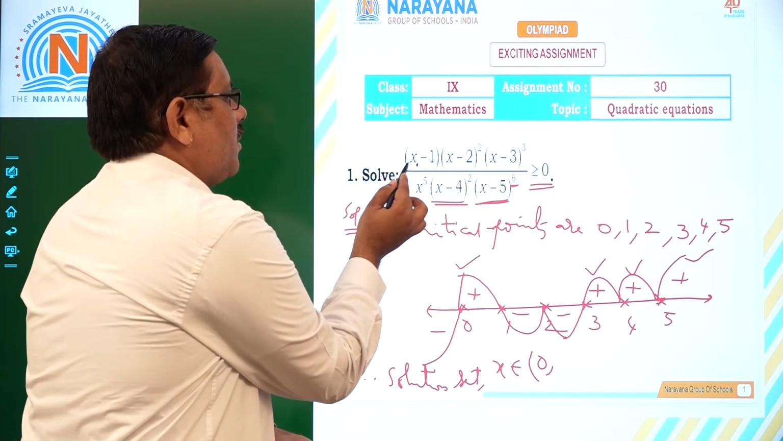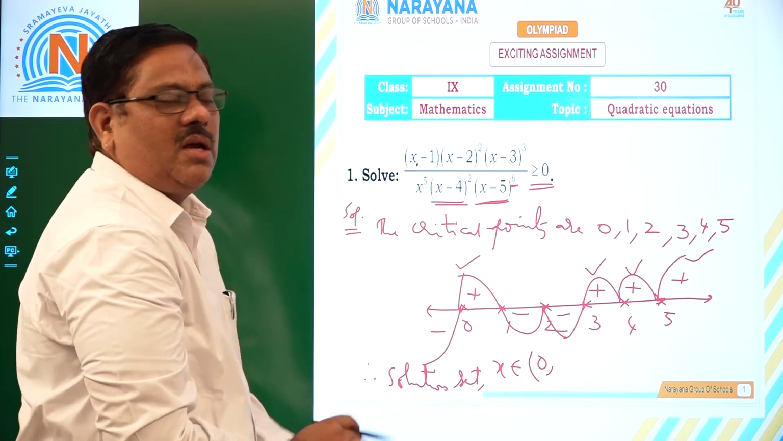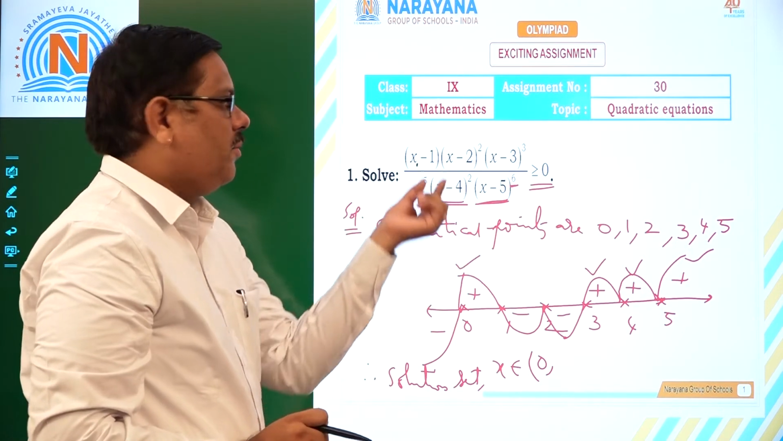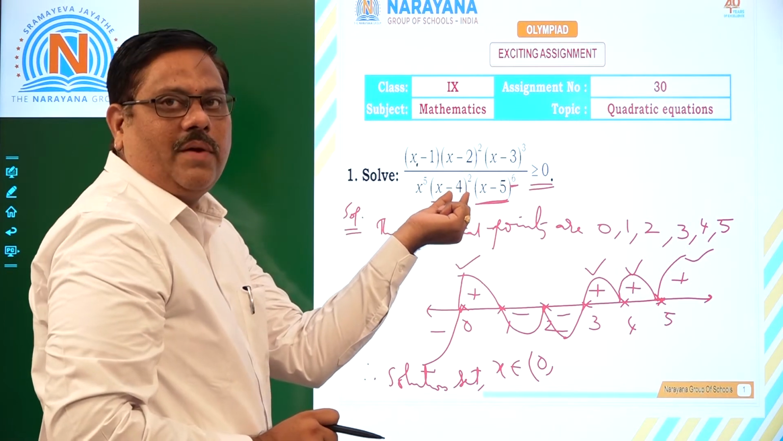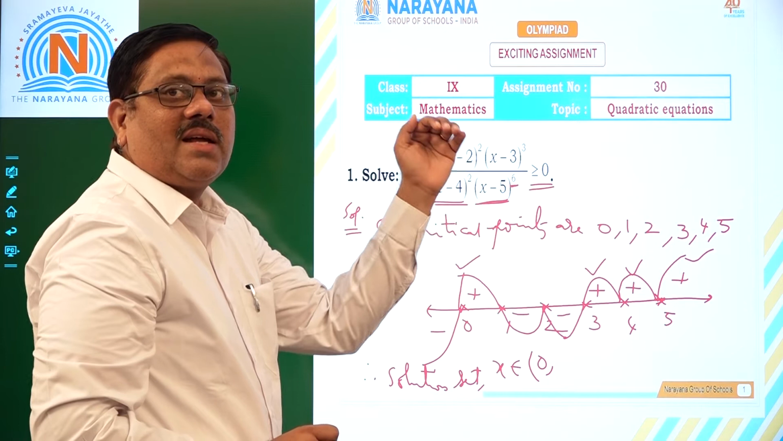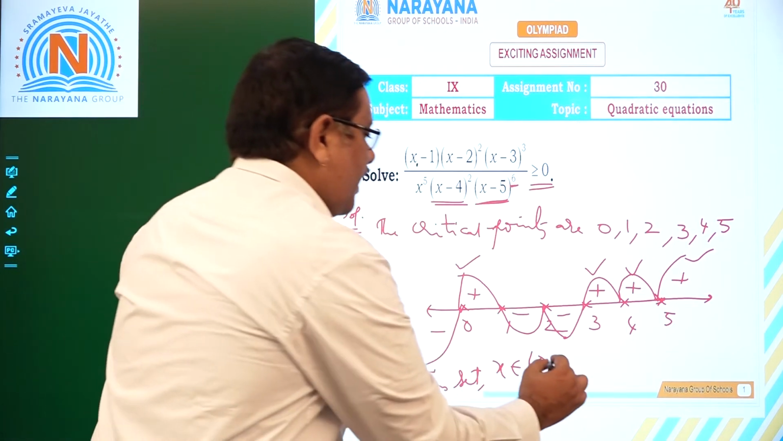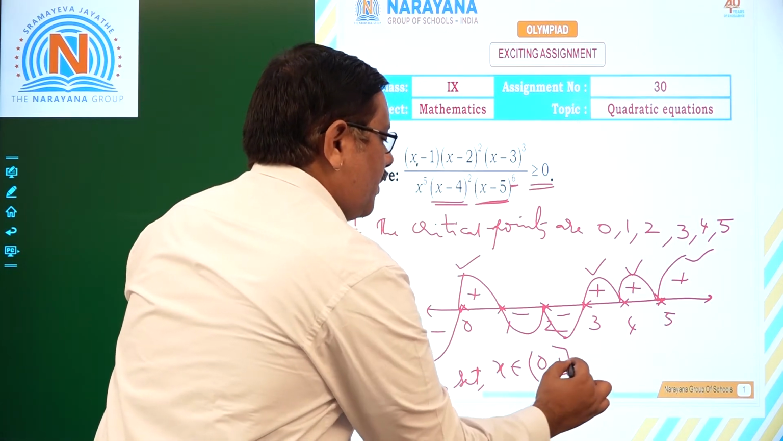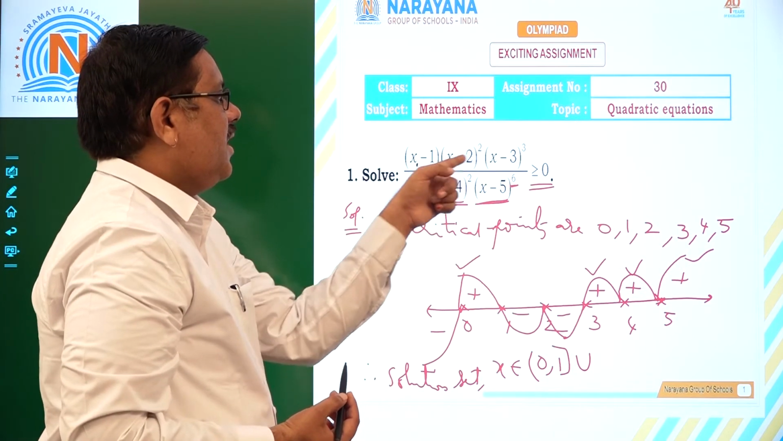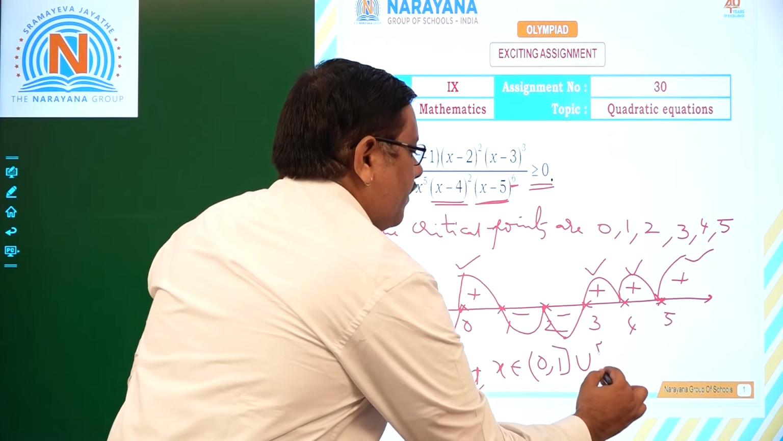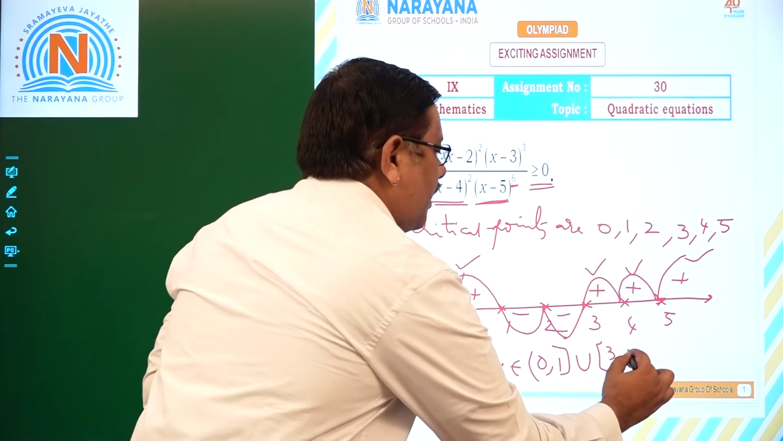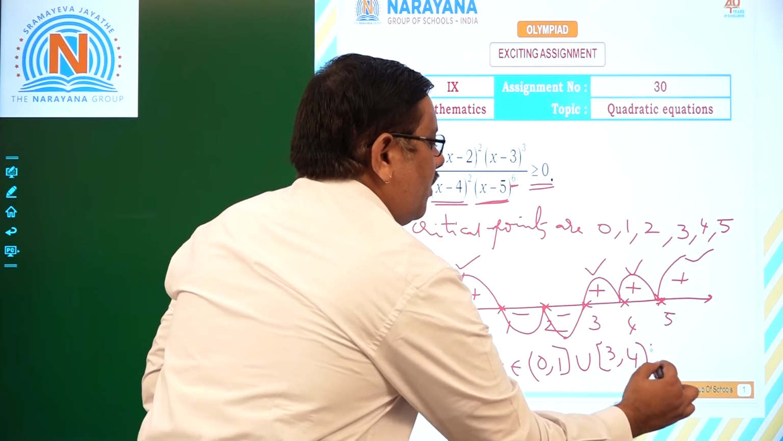1 is in the numerator position. X minus 1 is in the numerator position. If you take x as 1, the numerator part becomes 0. That is okay. If the numerator part is 0, 0 upon some non-zero value is always 0. It is acceptable because the inequality is greater than or equal to 0. So I can take 1. So 1 closed. Union. Next I have 3 and 4. Can I take 3? 3 is in the numerator position. So I can take 3. 4 is in the denominator position. So I cannot take 4. So 4 is open. Union.